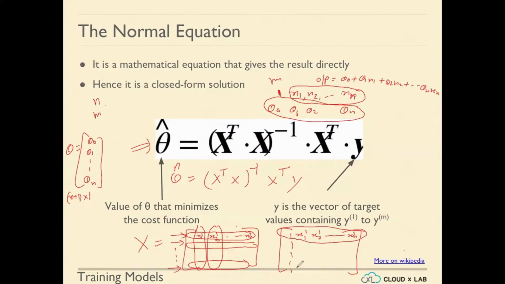Similarly, the second row will be 1, then first feature of second input, second feature of second input, and so on, nth feature of second input, right? So likewise, if I am having m number of data points, so last row will be x m1, first feature of mth input, second feature of mth input, and so on, nth feature of mth input, right? So this will be my row.